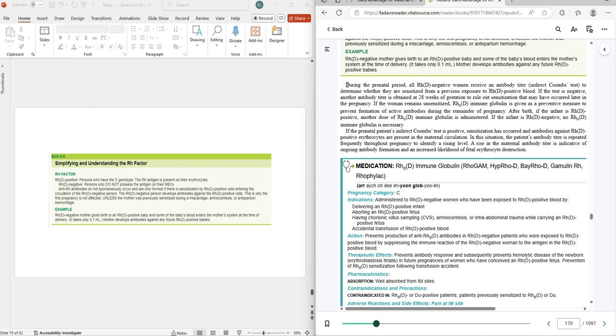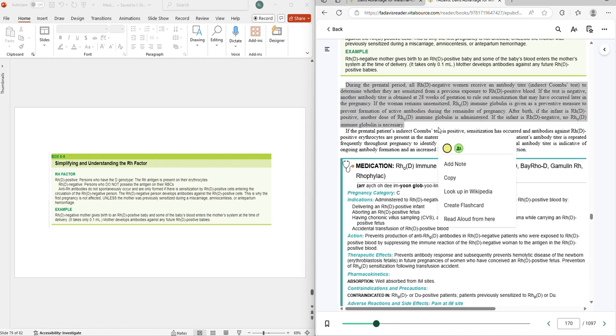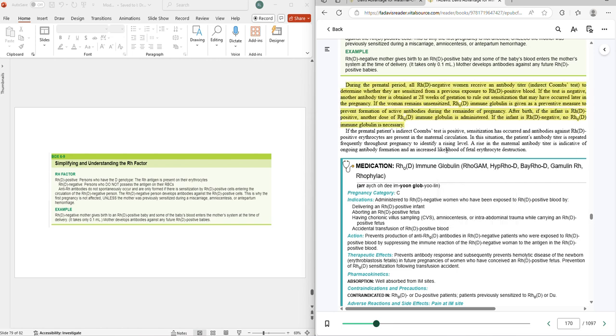There's something called an indirect Coombs test and a direct Coombs test. Wink and lollipop, okay? So the indirect Coombs determines whether they are sensitized from a previous exposure to Rh positive blood. If the test is negative, another antibody titer is done at 28 weeks to rule out sensitization, and it may occur later during pregnancy.